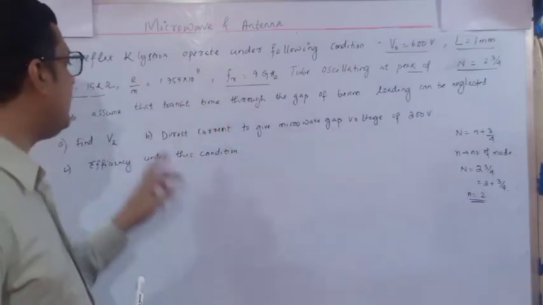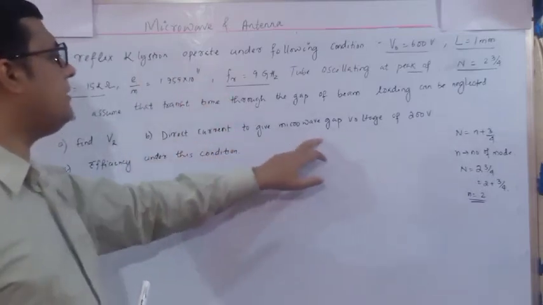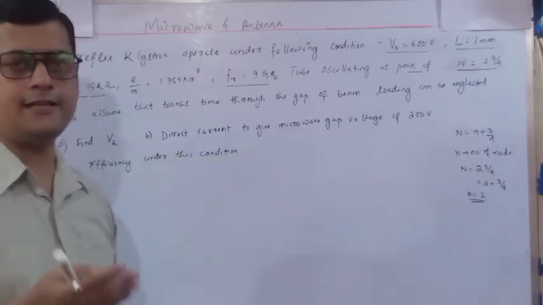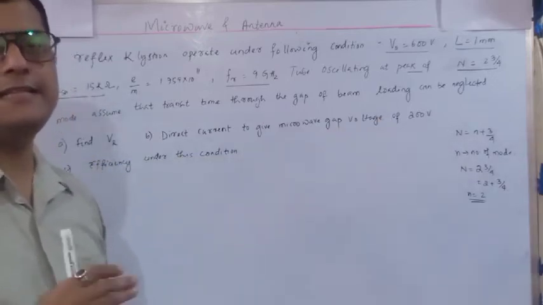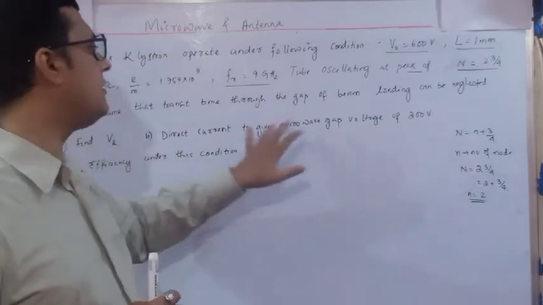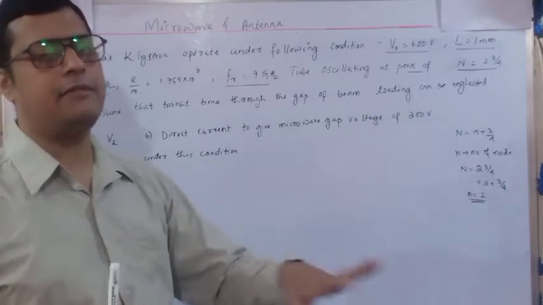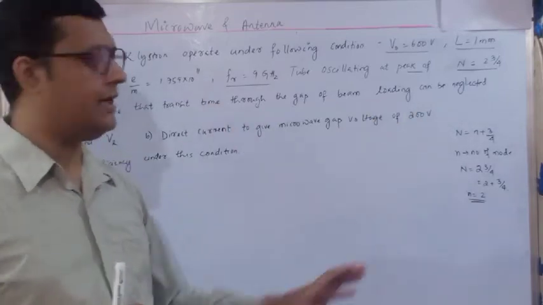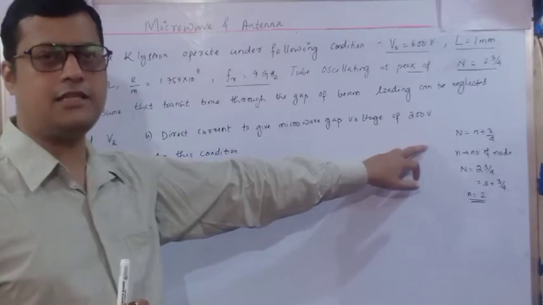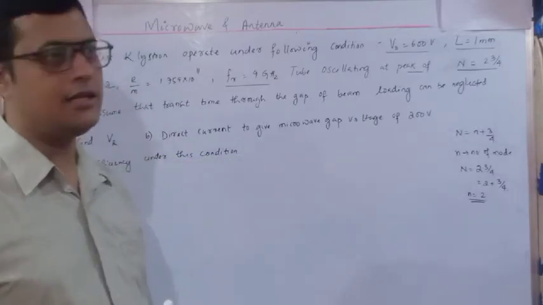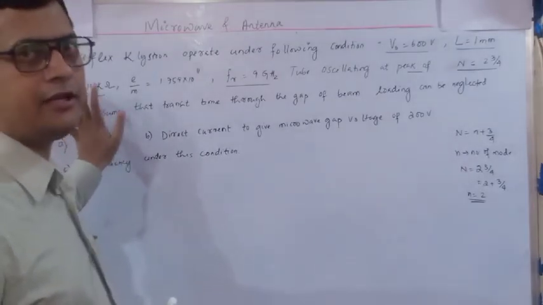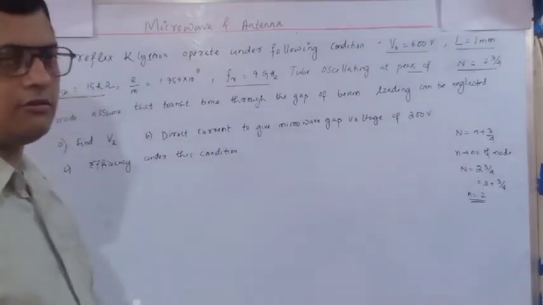Next, the direct current to be given to the micro gap voltage of 200 volt. Here it is indirectly asking about the DC current. DC potential is given as 200 volt. Whenever this gap voltage is given, it is a DC voltage. It's a DC beam voltage. So 200 is the DC beam voltage. You have to determine the DC current, and that current will be calculated with respect to this R, 15 kilo ohm. We will see how to calculate that.